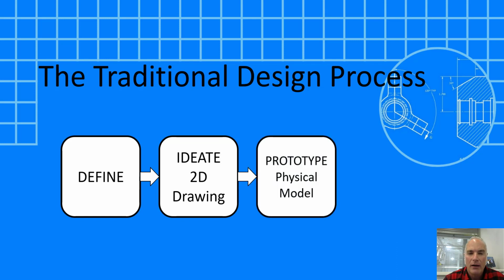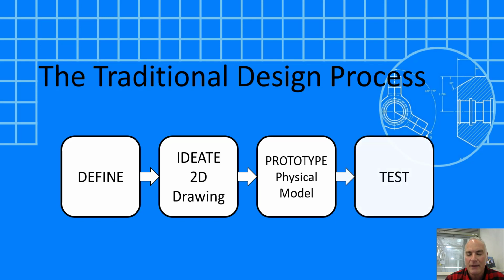From there, a physical prototype would be created. Sometimes it might be milled out of steel or made out of wood. In the auto industry, they would make clay models, full-size models of the cars. It just depends on what you're doing and what your industry usually did. And then once that physical prototype was made, they would test it. They would put it into use. They would see how it works.